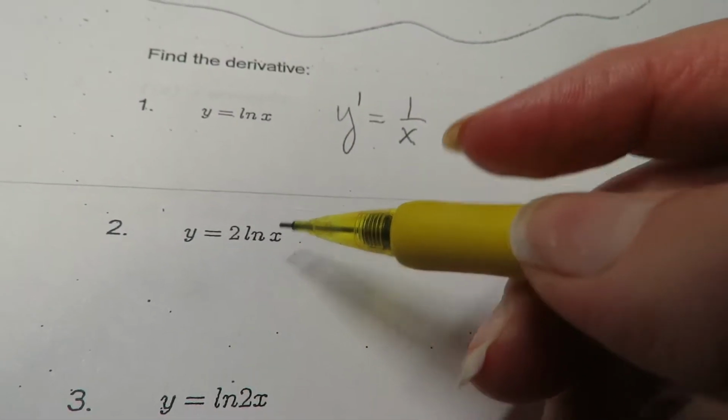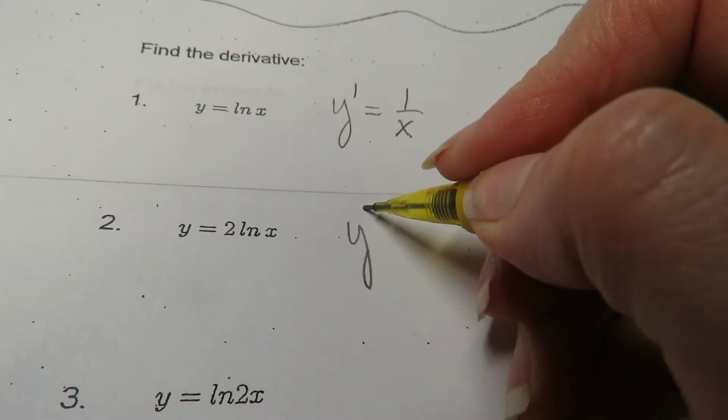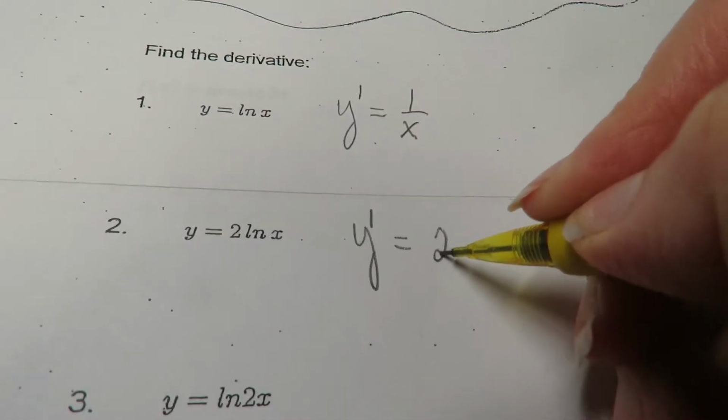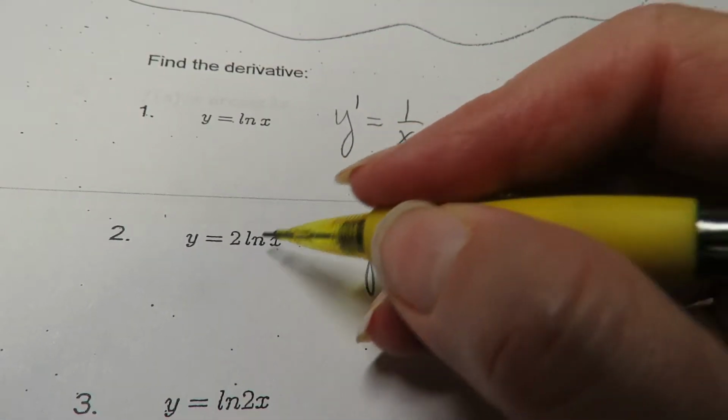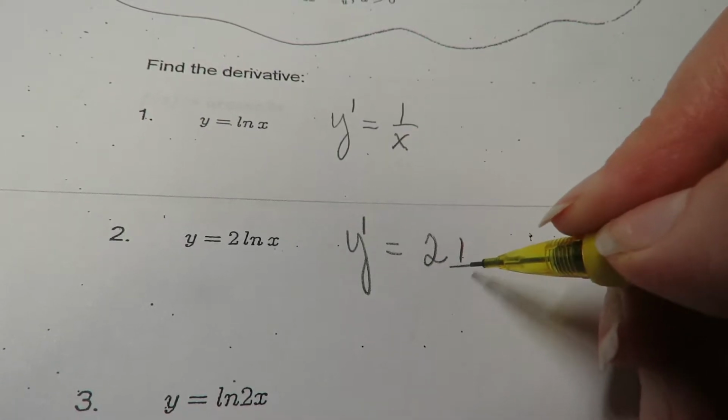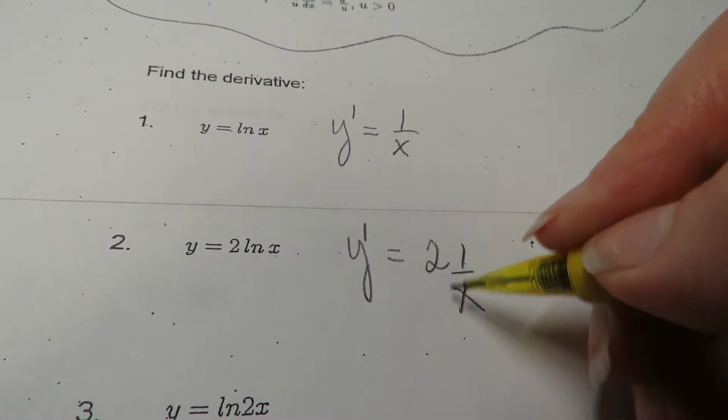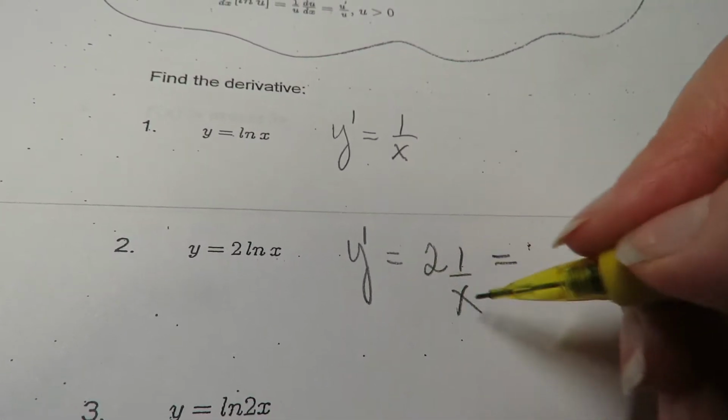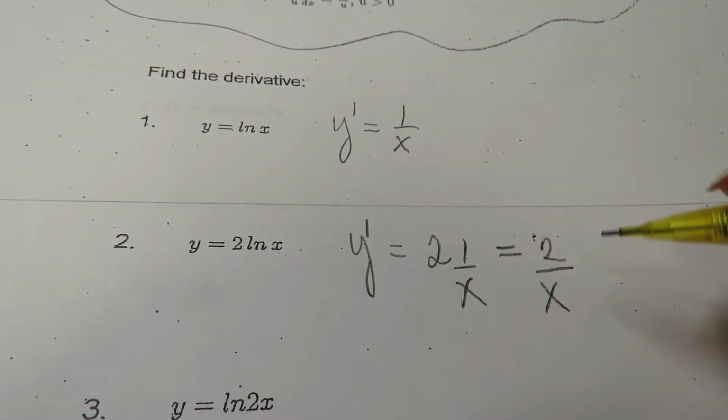Alright, now this one just has a multiplier on it. So when you take the derivative, just like before, the 2 just carries along. So the derivative of ln of x is 1 over x, and it's just getting multiplied by a 2. So right away, if you write 2 over x, that would be correct.